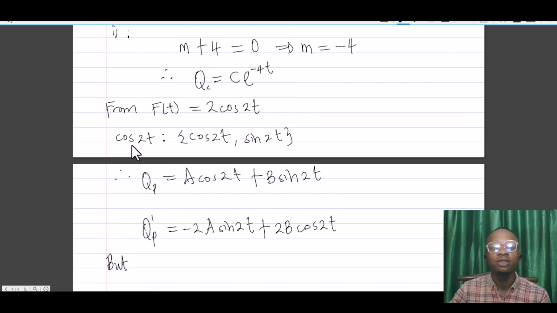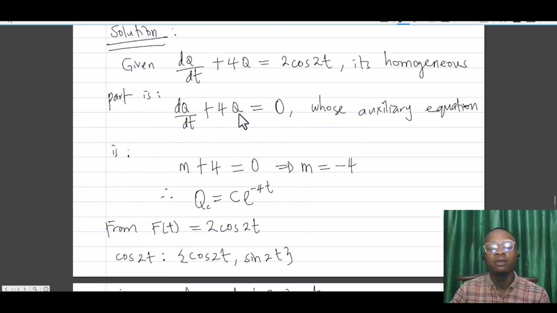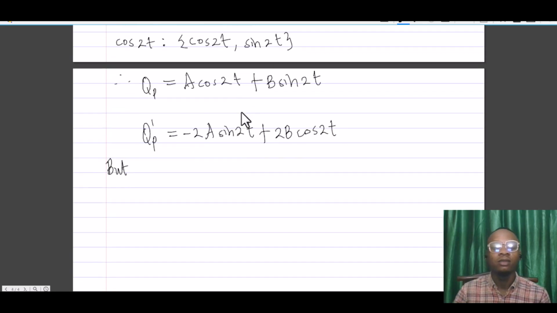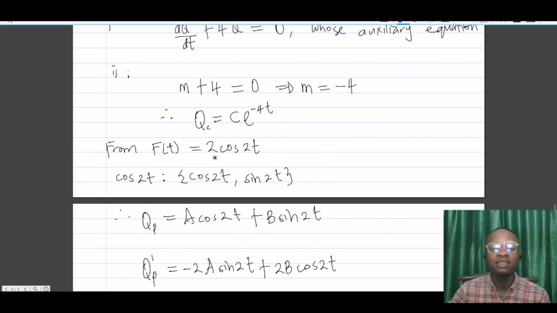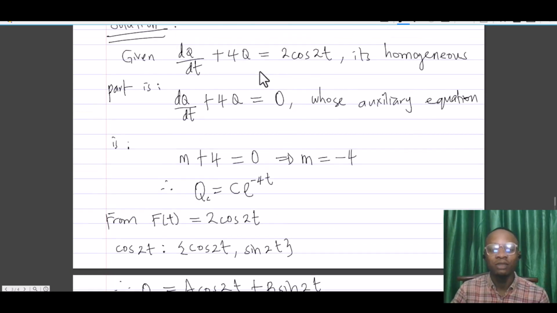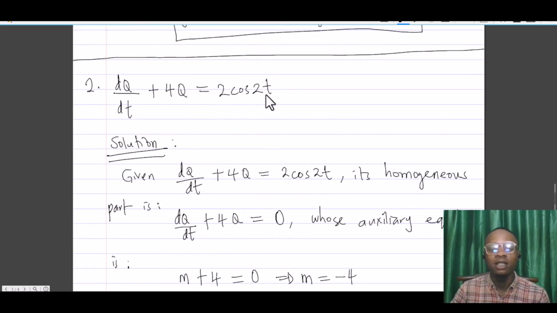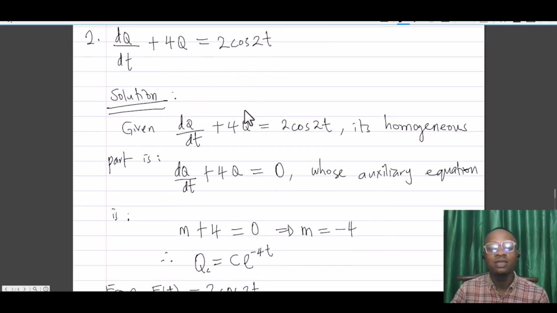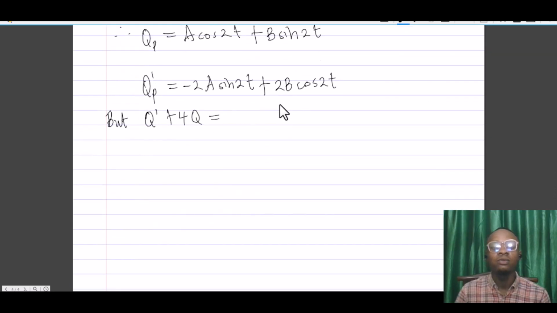So our given equation is q prime plus 4q equals 0, or q dots if you like. So this is q prime plus 4q equals not 0, please. This is the homogeneous part. We are using the given equation directly. Is equal to 2 cos 2t. So this is 2 cos 2t.